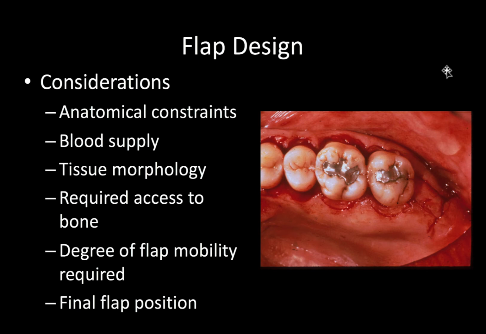Next, we have to determine how we can best access the bone if our procedure requires that. Our fifth factor to take into consideration is the degree of flap mobility required. We have to ask ourselves, do we need to cover some tissue in order to assure success? For example, are we doing a bone graft where we want to have good closure over it with primary coverage, or if we're doing a mucogingival procedure? And last, we have to determine, as part of that decision-making process, the final flap position.